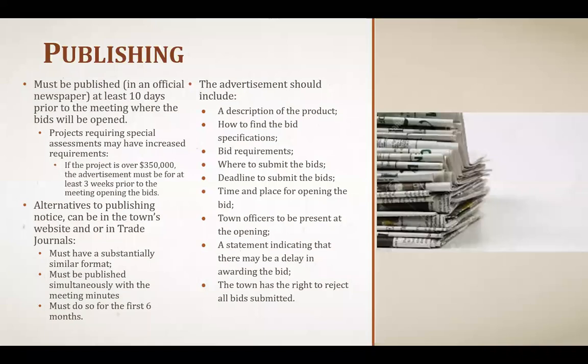So after discussing the overall advertisement process, let's just look at what the advertisement should include. Basically, a description of the product or a description of the service being sought or given, how to find the specifications, so how to reach the clerk to get the full bid specifications, the bid requirements. So this is the overall view of what the town is looking for. We're looking for someone to pave 1 mile of town road at this location. Specifics regarding that can be found with the town clerk.